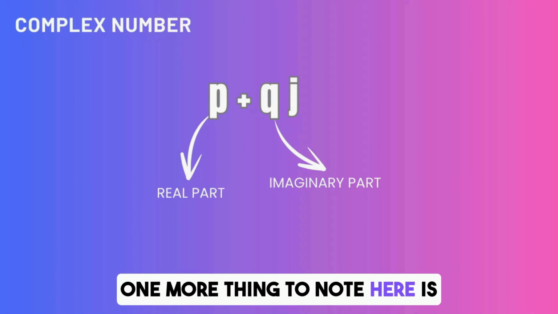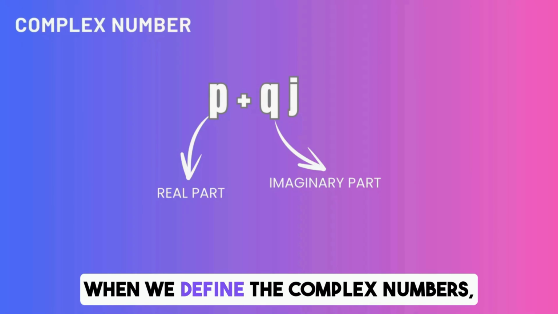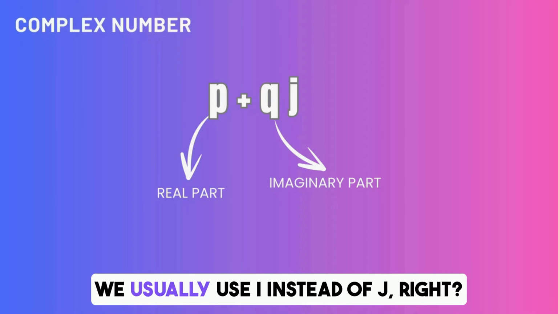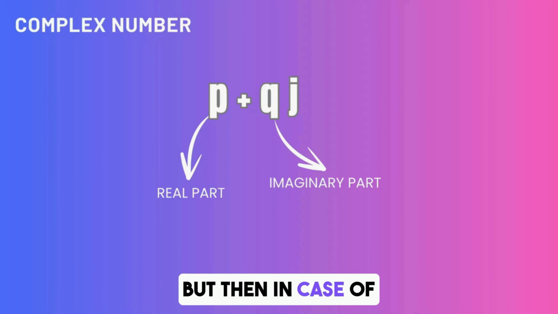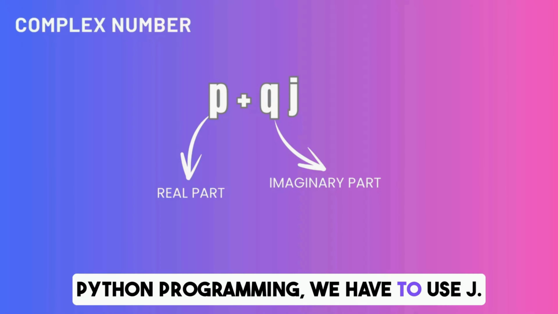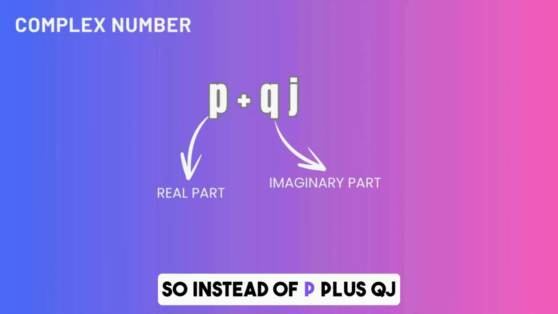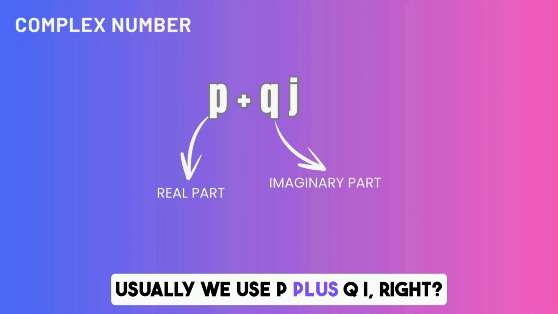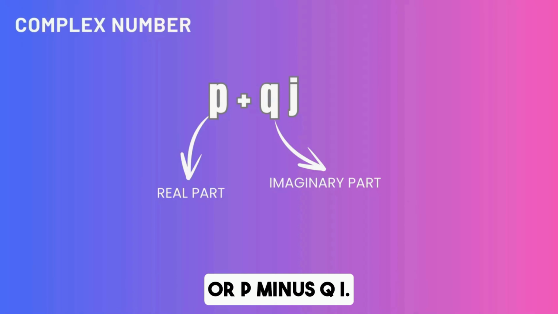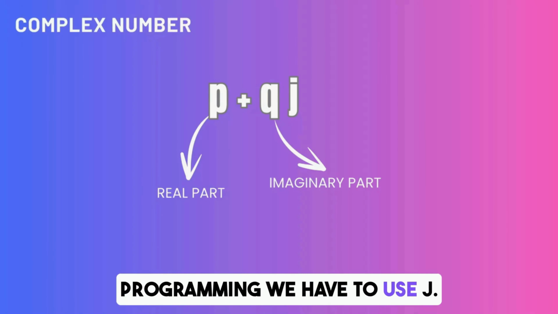One more thing to note here is that in mathematical terms, when we define the complex number, we usually use i instead of j. But in Python programming, we have to use j. So instead of p plus qj, in mathematical terms we usually use p plus qi, or p minus qi. But in Python programming, we have to use j.